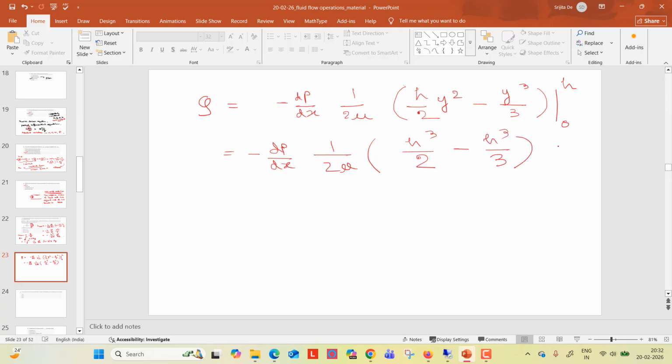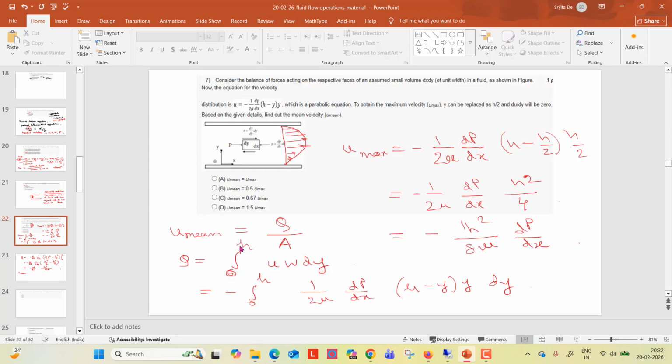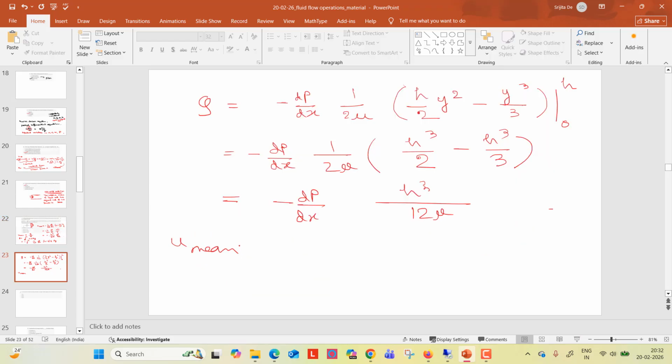So it will be 2 times 3 is 6, 3h cube minus 2h cube. So it will be minus dp/dx, h cube by 6 into 2, that is 12 mu, right? This is the q expression. Now u mean, we have seen u mean is q by A, right? So this q is this, and A is the area, right?